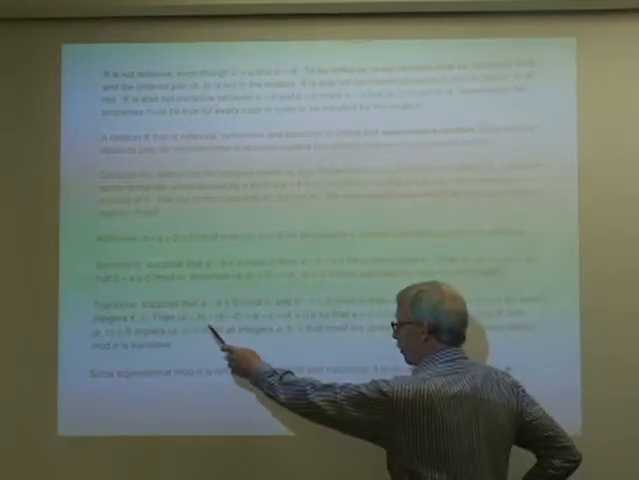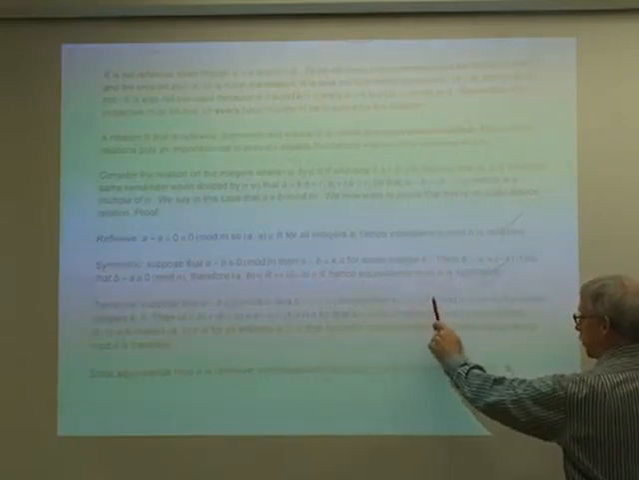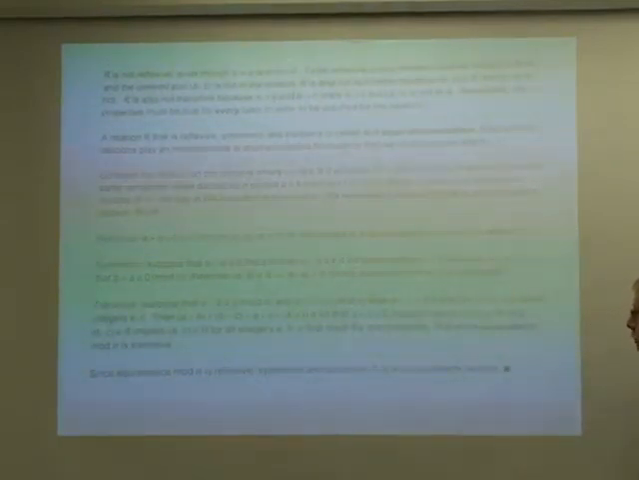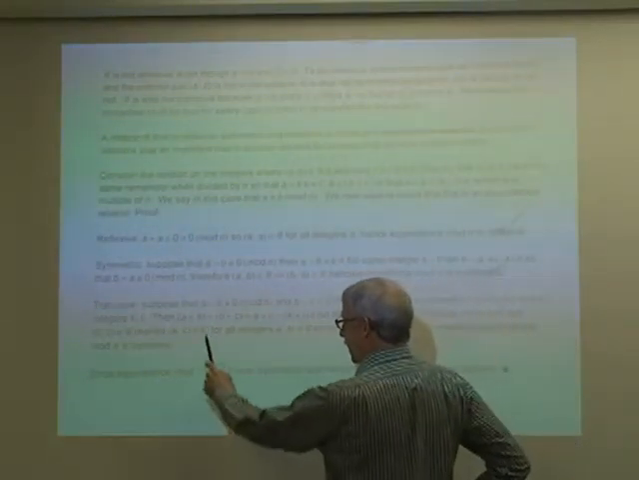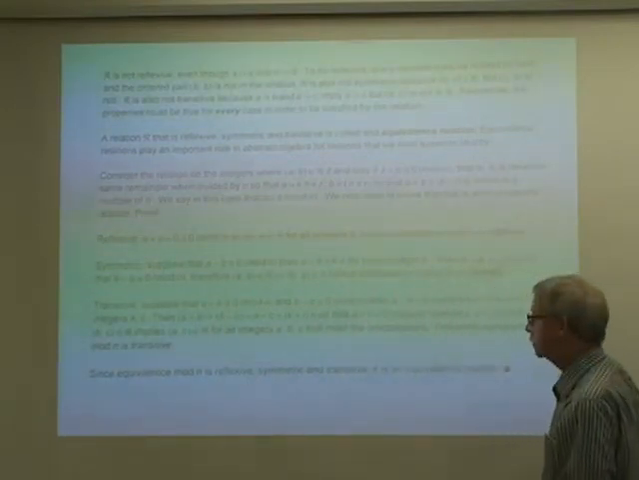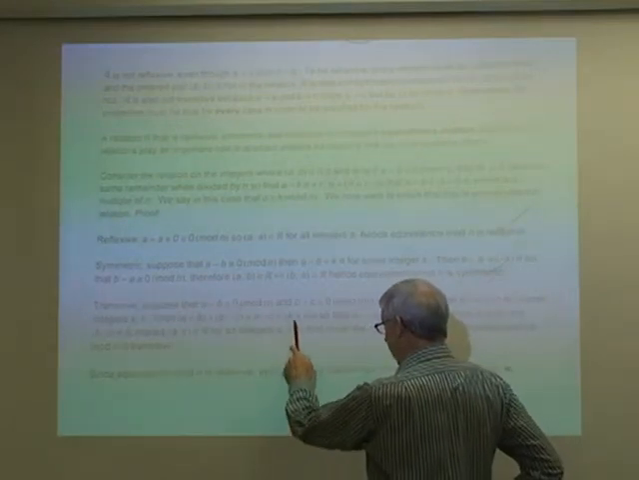So we have reflexive and symmetric. Now we've got to prove transitive. That's the tough one here. Suppose that a is equivalent to b and b is equivalent to c. Well, then a minus b is a multiple of n, and b minus c is a different multiple of n. And here's the pretty trick. Then a minus b plus b minus c, the b's cancel.